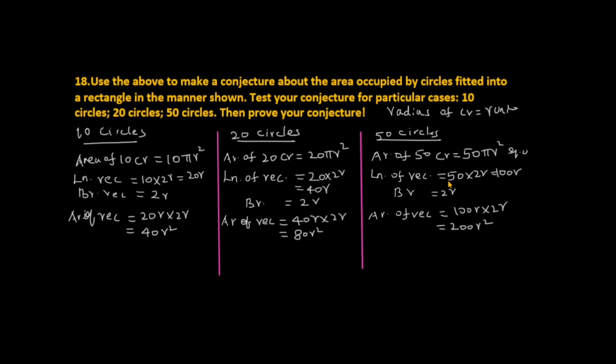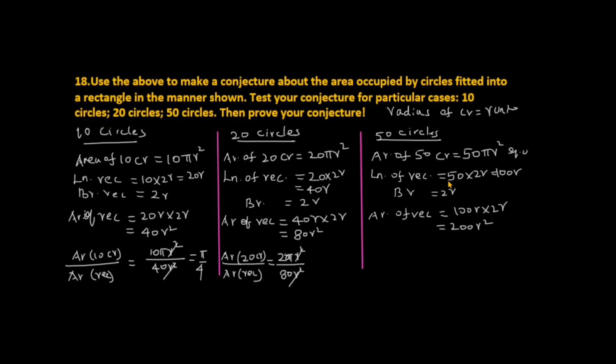Now to find the fraction, area of 10 circles divided by area of the rectangle is equal to 10 pi r squared divided by 40 r squared. Cancel this. So pi by 4 is the fractional part. Area of 20 circles divided by area of the rectangle is equal to 20 pi r squared divided by 80 r squared. r squared cancel. 20 will divide 80 4 times. Once again pi by 4 is the fractional part.